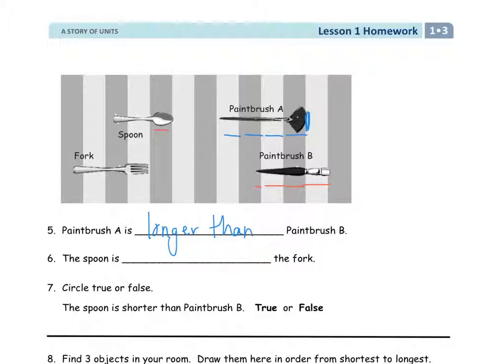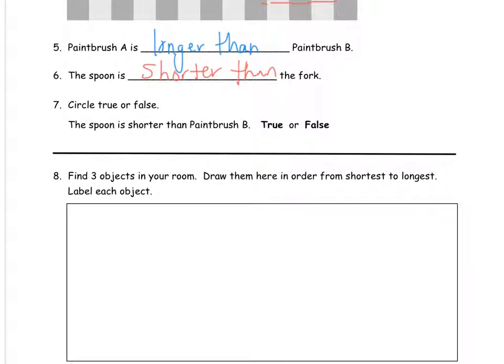So now when we look at the spoon and the fork, again, we're going to count how many this is. So it's 1, 2, and a little, like 2.5 almost. And when I look at the fork, I have 1, 2, 3, and a little. So I know now which one is longer and which one is shorter. I know the fork is longer, the spoon is shorter. So here's my statement. The spoon is what to the fork? It's shorter than the fork.